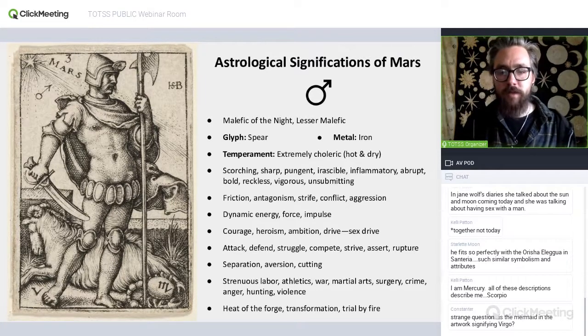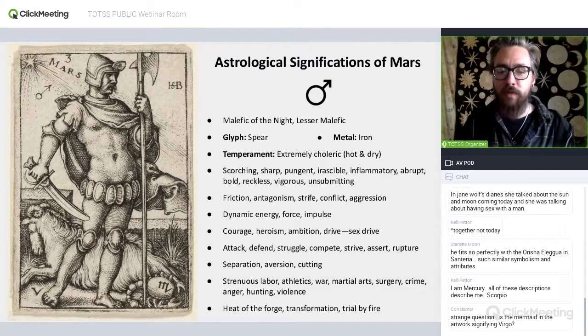All right, Mars can attack, defend, struggle, compete, strive, assert, and rupture. And Mars rules separation, aversion, and cutting. Mars rules strenuous labor, athletics, war, martial arts, surgery, right? Because surgery is like cutting into the body or cutting things away from the body. Crime, anger, hunting, and violence. So again, there's both healthier and unhealthier versions of this expression.